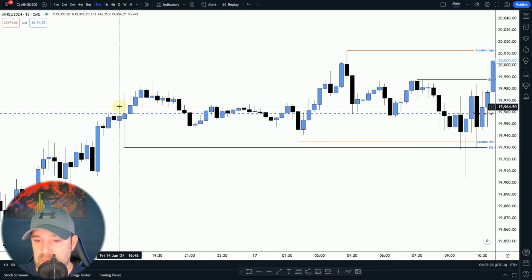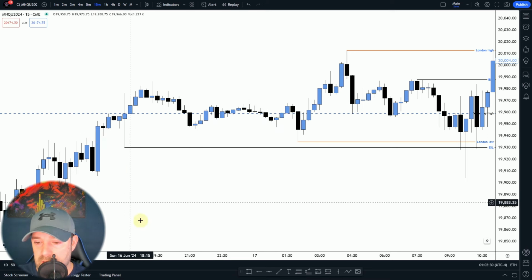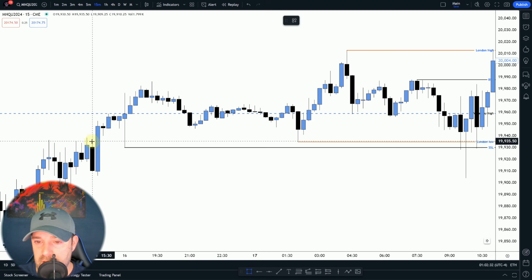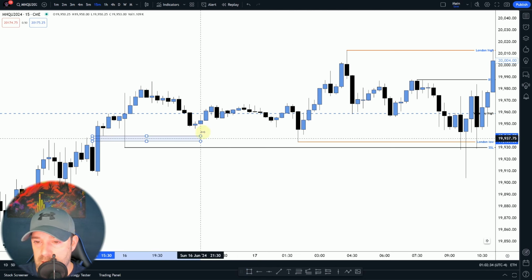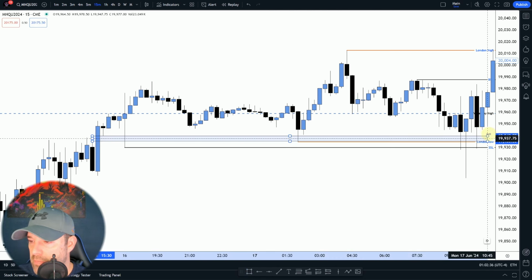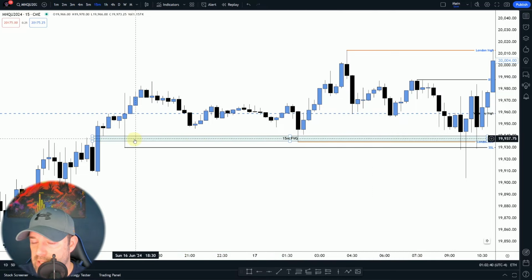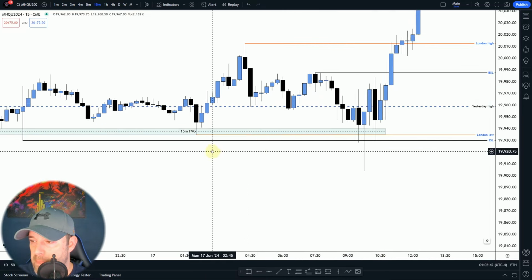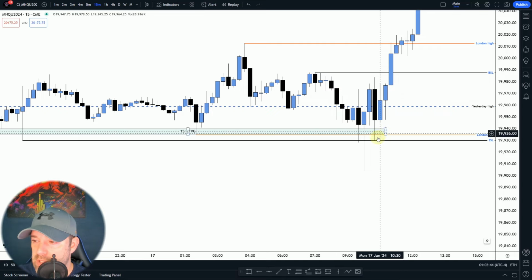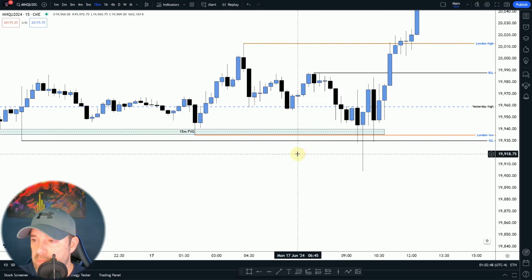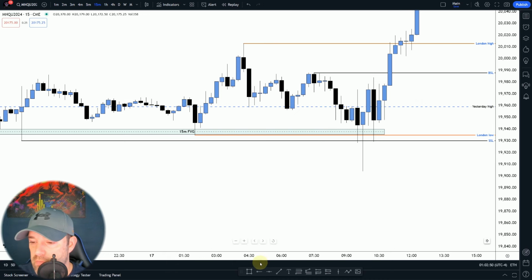And then what do I have here? Well, I have a fair value gap. I'm going to mark that because that's still standing there. It hasn't been closed. It hasn't closed through it. Okay, so now I have kind of a support here. You see, I have sell side liquidity. I have this 15-minute fair value gap. And then if you look here, here's a 15-minute fair value gap too.